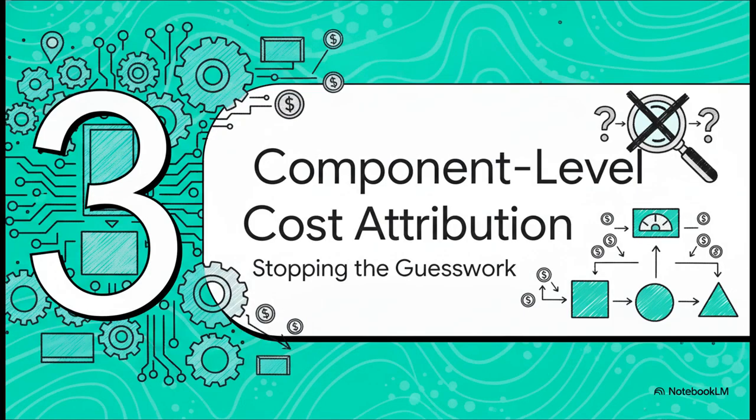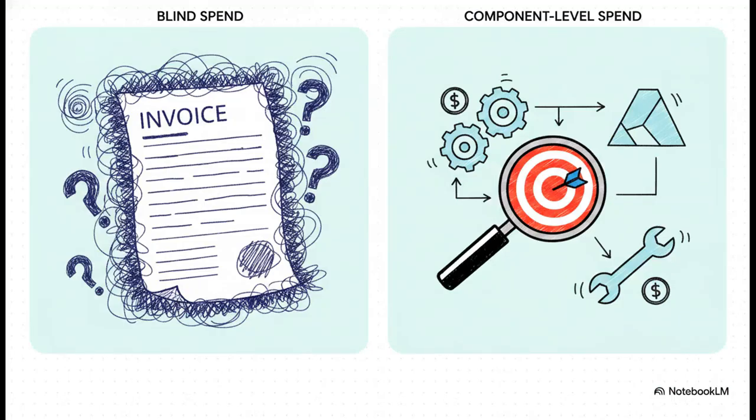All right, Section 3, component-level cost attribution. We need to stop the guesswork. To actually get a handle on this, you need to associate every single token spent with the specific component that generated it. Just contrast blind overall spend with component-level spend for a second. With blind spend, you're staring at this massive infrastructure bill with zero idea if it came from wordy outputs, crazy retrieval, or a broken agent loop. But component-level spend pinpoints the cost directly to retrieval, inference, or tool execution. This means your engineering team can target their optimization efforts accurately, rather than just taking a shot in the dark.